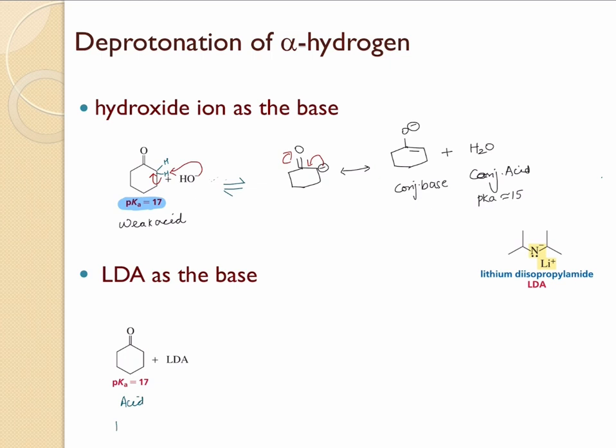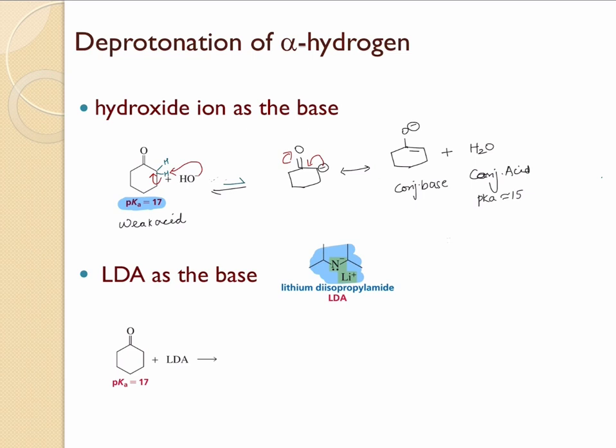Okay, so the reaction will be favoring the reactants. So which means that if you're going to use hydroxide ion as the base, then you will not be forming enough enolate. When we use a stronger base than hydroxide ion, then we can definitely form the enolate ion. And one such strong base is LDA. LDA is lithium diisopropylamide, and it has this structure.